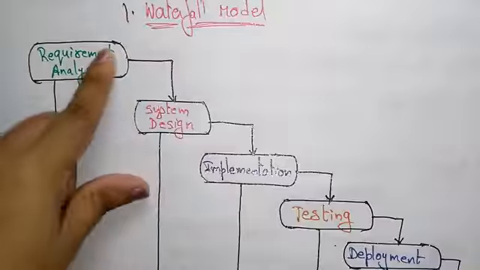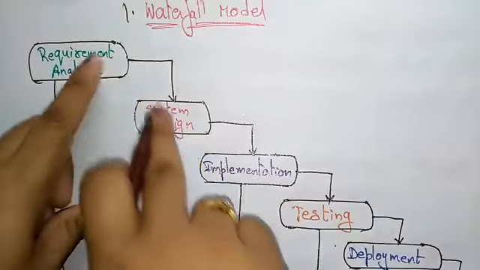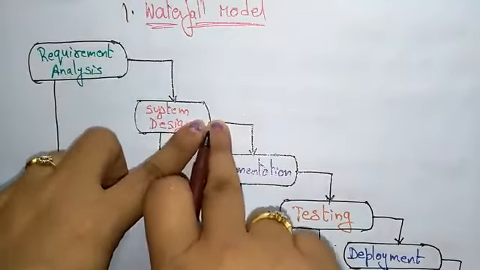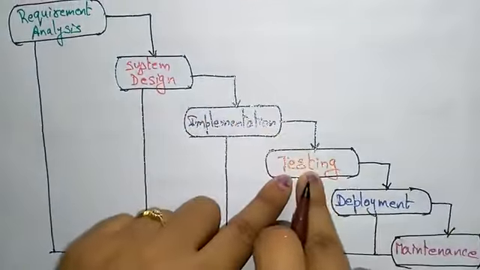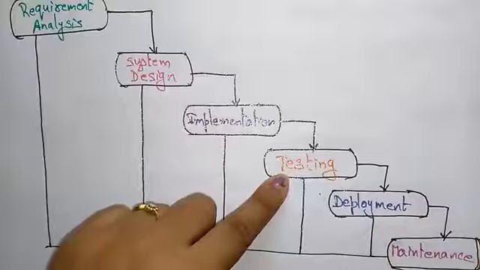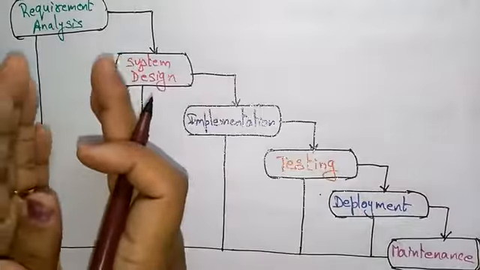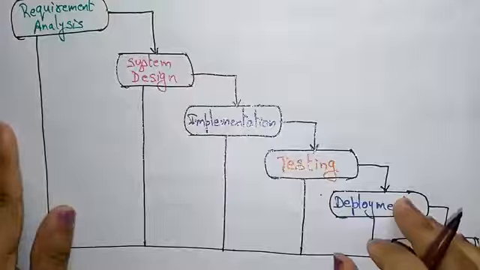Here, the outcome of one phase acts as an input to the other phase. The outcome of requirement analysis is the input to system design. Outcome of system design is input to implementation. Outcome of implementation is input to testing. Testing leads to deployment, and the outcome of deployment is input to maintenance. The outcome of one phase acts as an input for the next phase, and that should be sequential.